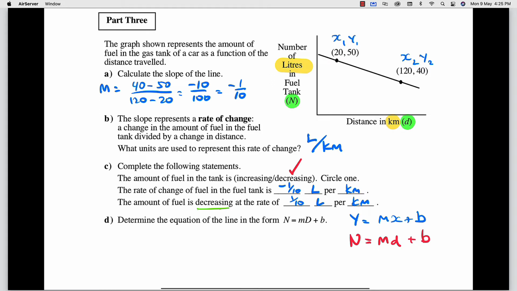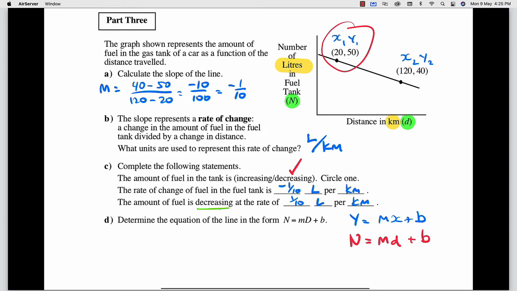Okay, so what do I know? Well, I know m, I don't know the b, and at this point I've got points, which are the y and the x. I've got 2 points there. So the first thing I need to do is calculate the b. So I'll just use, say, point number 1 right here.